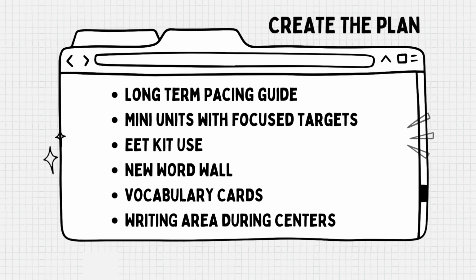My plan will also include a list of resources that will be used. The most important resources will be the EET kit provided by my school, a new movable word wall, vocabulary cards, and a writing area for centers. Some of these practices are already being used in my classroom, but not on a consistent basis. By putting these into my plan, it will be a reminder to ensure they are being used and will become more embedded through the duration of the change.